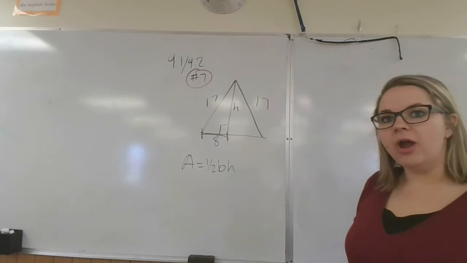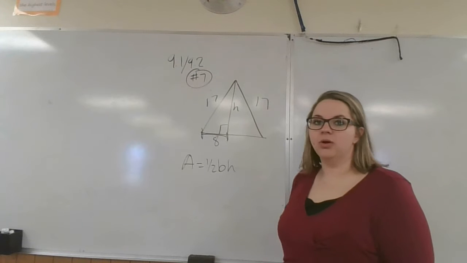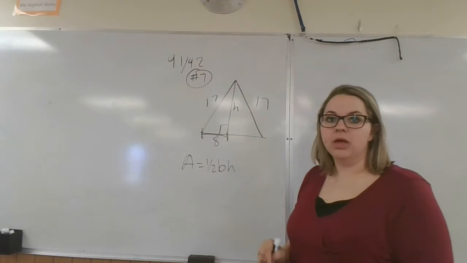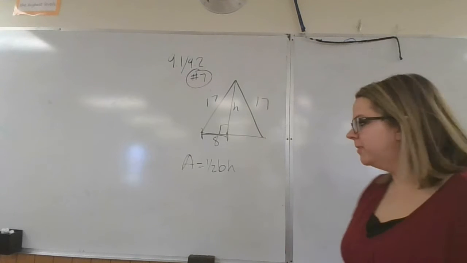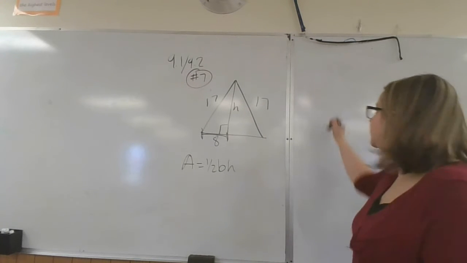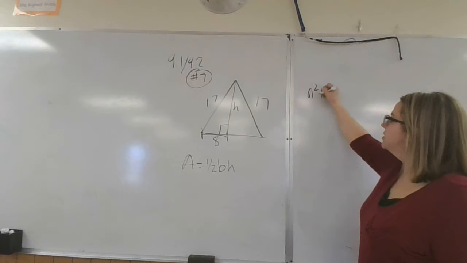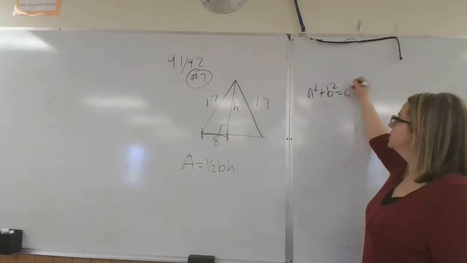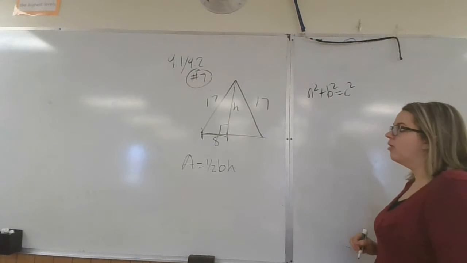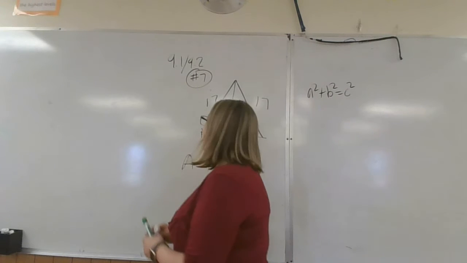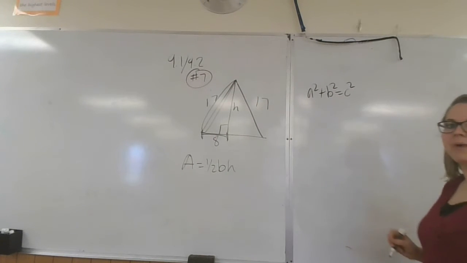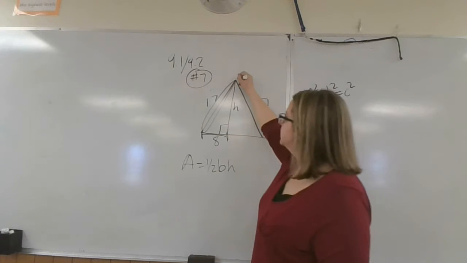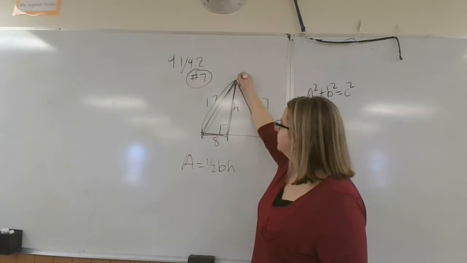So we need to find our height. Well, I have a right triangle. I have 2 sides now. I just need to find my height, which I can do using the Pythagorean theorem. So here I have a squared plus b squared equals c squared. Remember, my c squared is always my hypotenuse. So here's my hypotenuse of my right triangle. This is the triangle we're looking at.